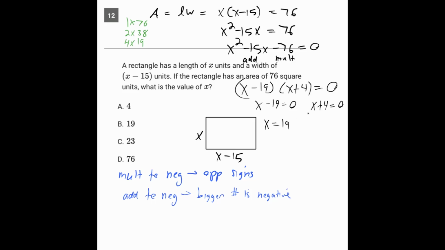Add 19 to both sides here, take away 4 from both sides here, you get negative 4. And so we're going to ignore the negative because we're in geometry where you're never going to have such a thing as a negative length. So now we know that x is 19. Were they asking us for x? Yes, they were. And so that's our answer here, B.